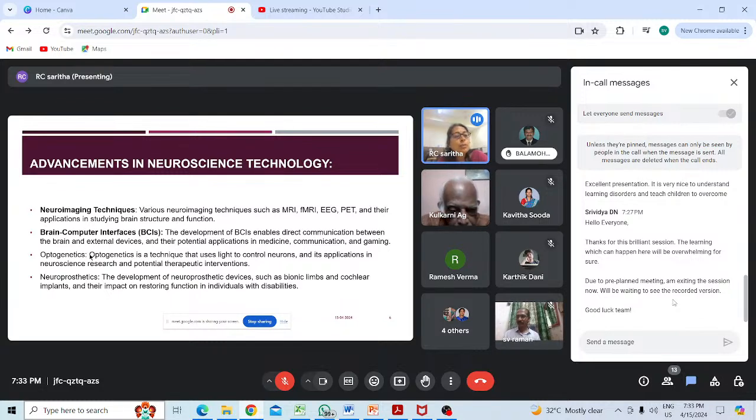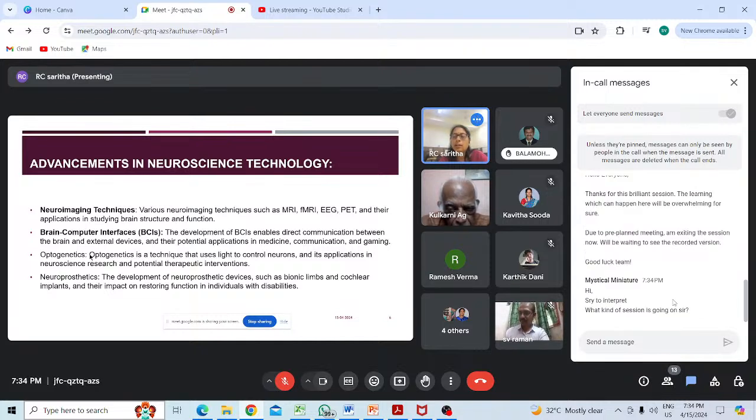The fourth one is neuroprosthetics. The neuroprosthetic devices such as bionic limbs and cochlear implants, and their impact on restoring function in individuals with disabilities. People are striving to make devices with neuroprosthetics where people with disabilities can come back to normality. They are trying, by using these prosthetics, to bring them back to the normal position, to restore their functions as usual. So that is what these things are.